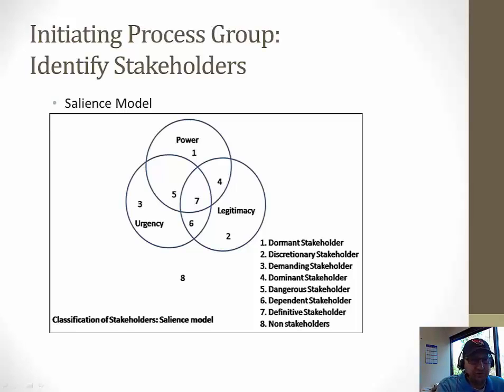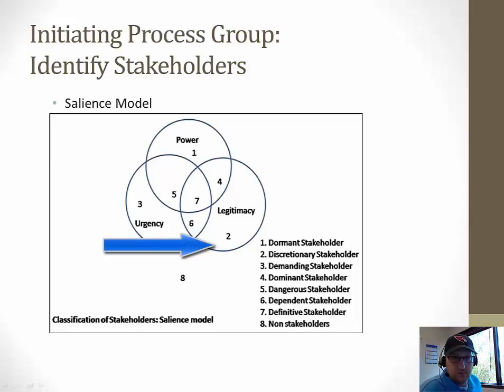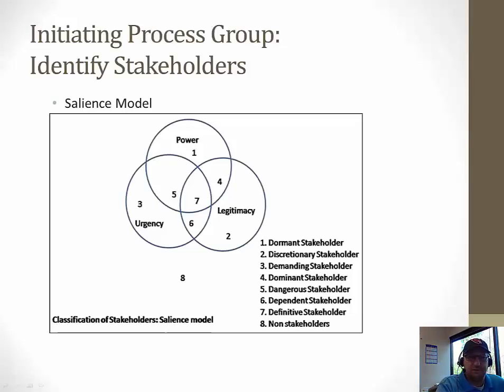So number 2, the discretionary stakeholder has legitimacy, but no power and no urgency. So their communication needs might be in the form of actually asking for details, and they don't need attention all the time from the project manager either. So 3, these are kind of demanding stakeholders, right? And they have urgency, and their needs have to be met when asked for.